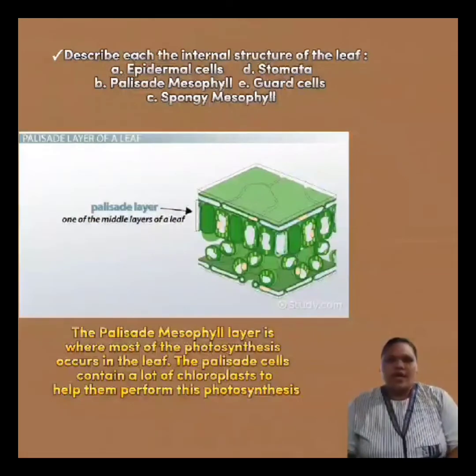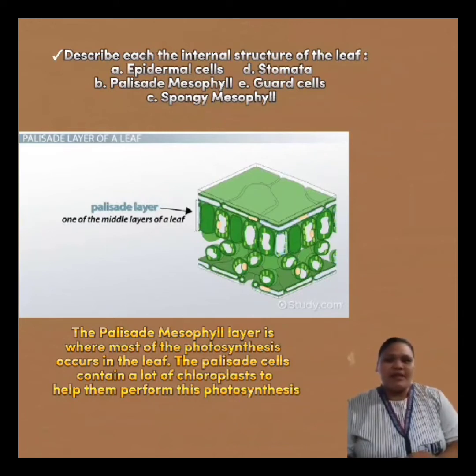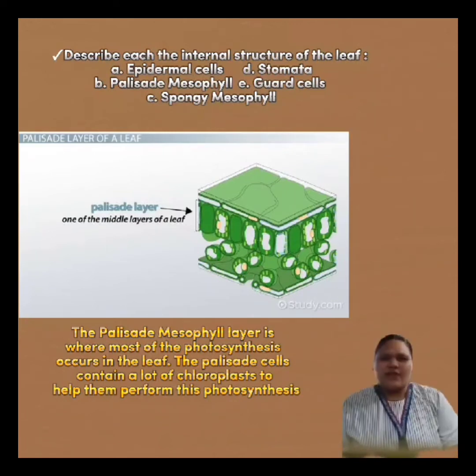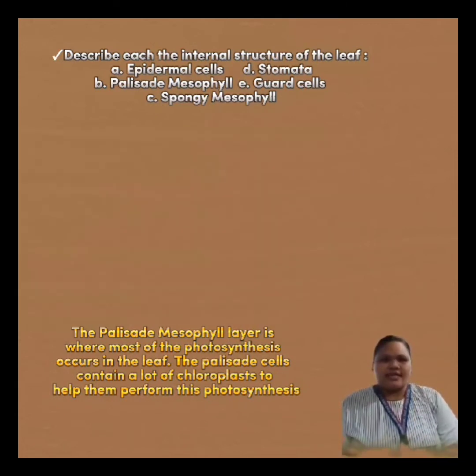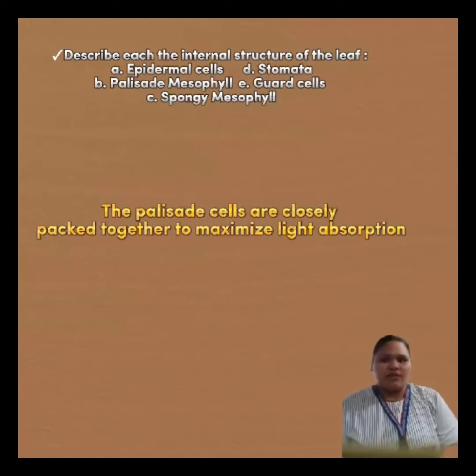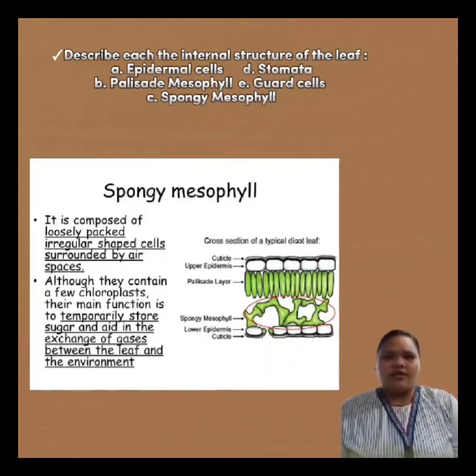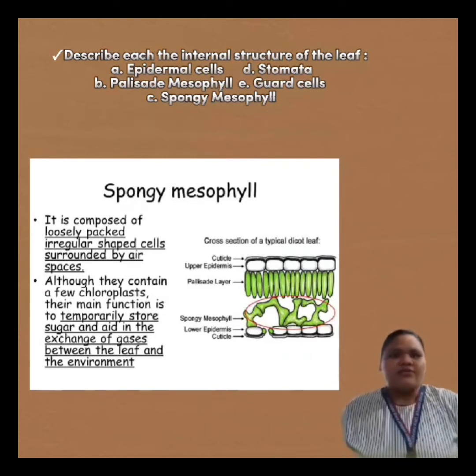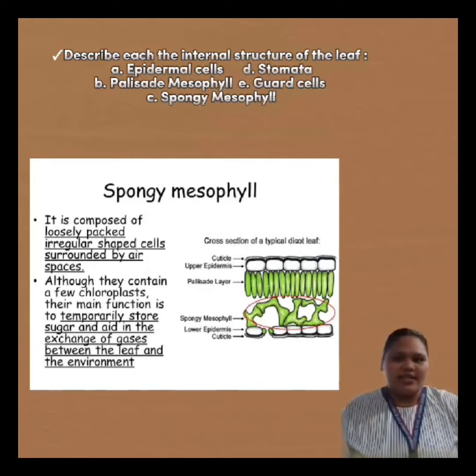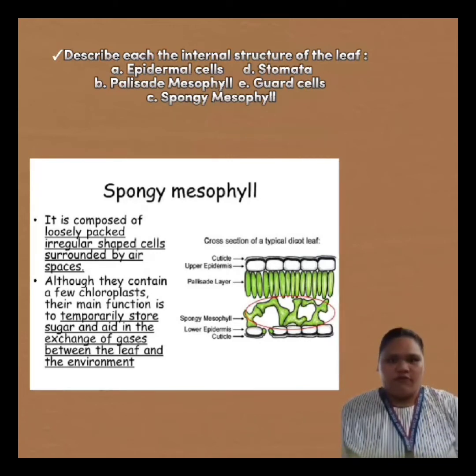Palisade mesophyll. The majority of photosynthesis takes place in the leaf's palisade mesophyll layer. Cells contain a lot of chloroplasts to help them perform photosynthesis. The palisade cells are closely packed together to maximize light absorption. The spongy mesophyll facilitates the exchange of gases, such as the carbon dioxide required for photosynthesis. Cells in the palisade mesophyll are more likely to undergo photosynthesis than those in the spongy mesophyll.